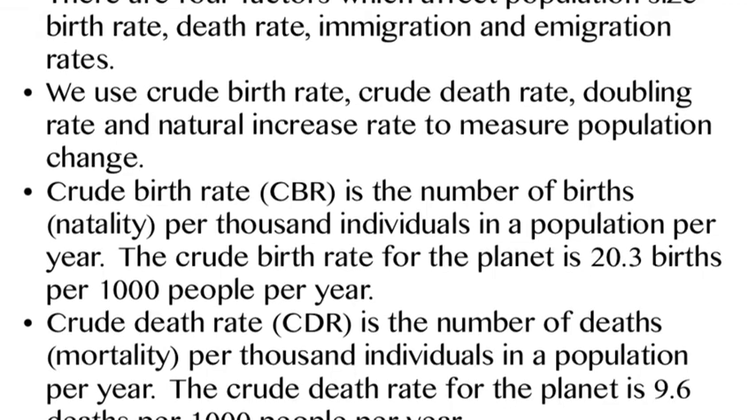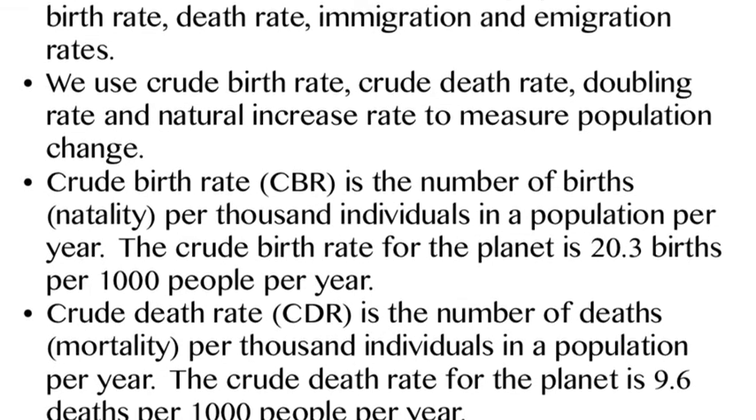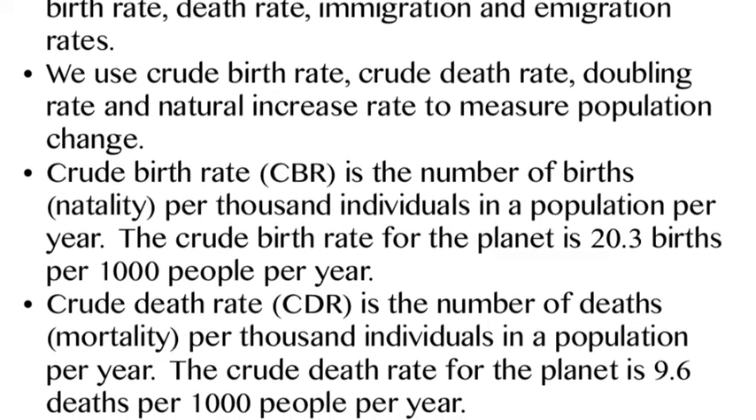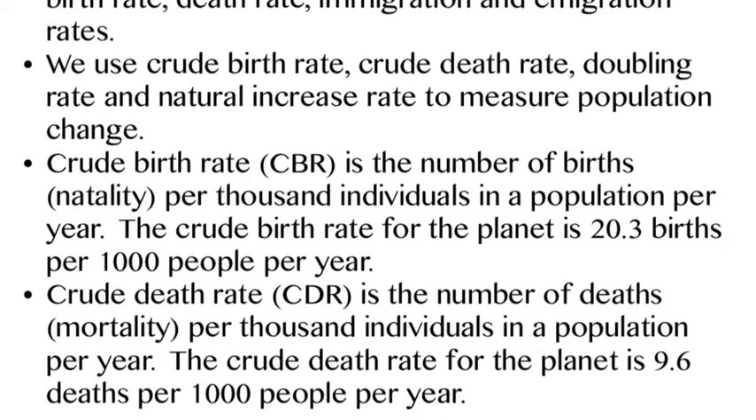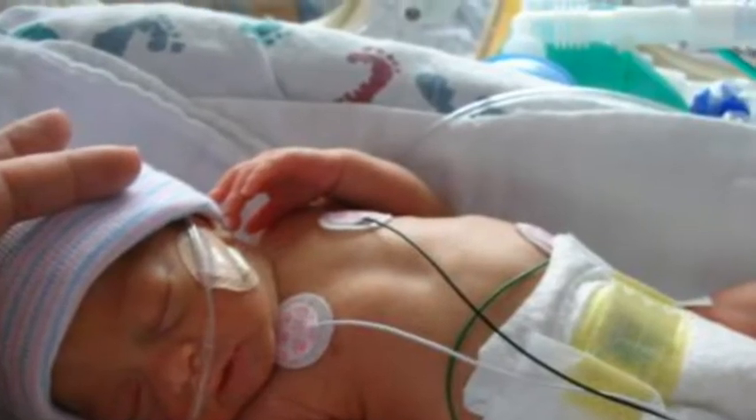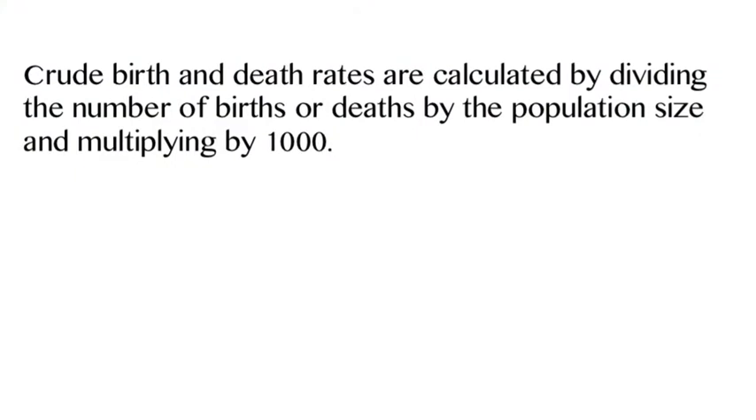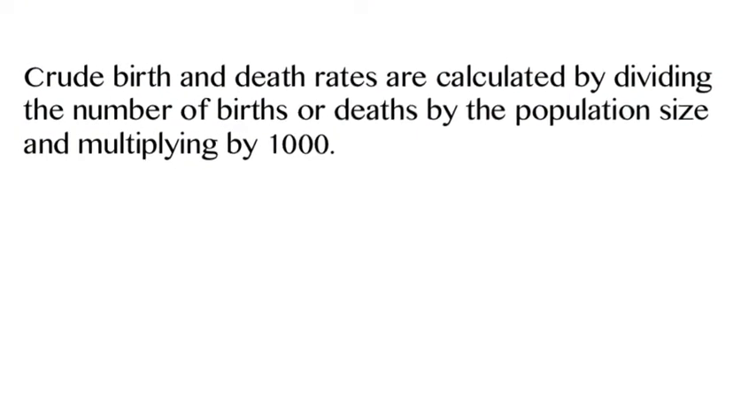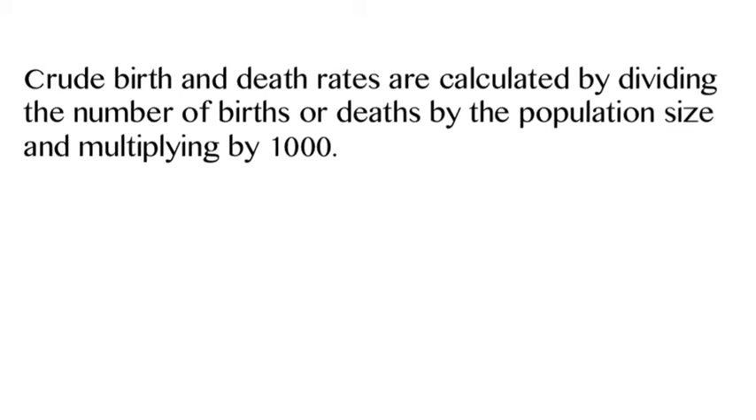But back to humans, we use four things to really measure human growth. We have the crude birth rate, crude death rate, doubling rate, and natural increase rate. You might guess that you should pause and write these down. Crude birth rate is the number of births per 1,000 individuals in a population per year. Right now, that's about 20.3 for humans. So we have 20.3 births per 1,000 people per year. Death rate is exactly the same thing, but deaths per 1,000 per year.